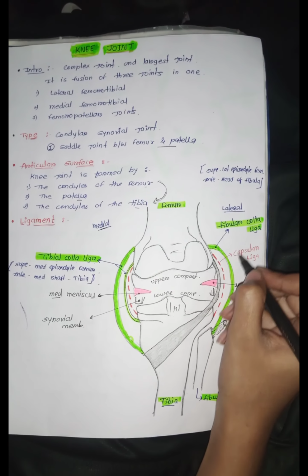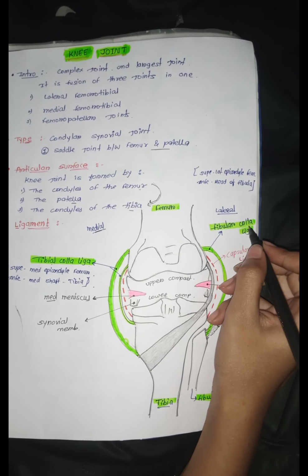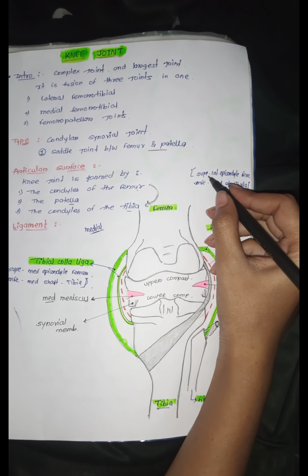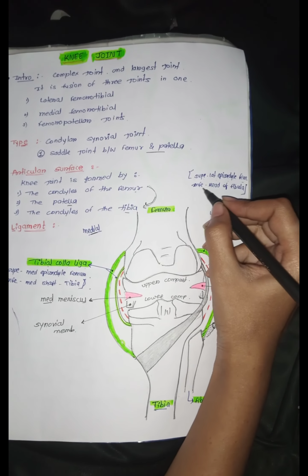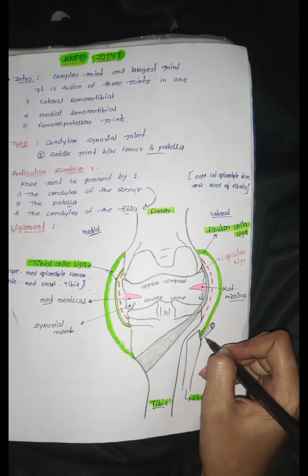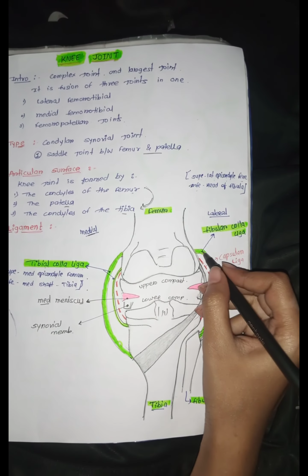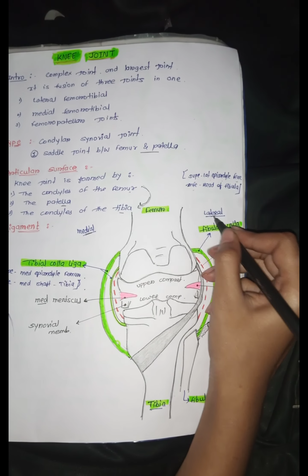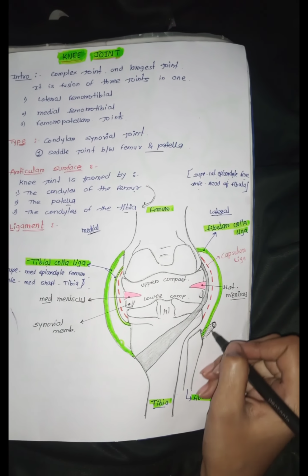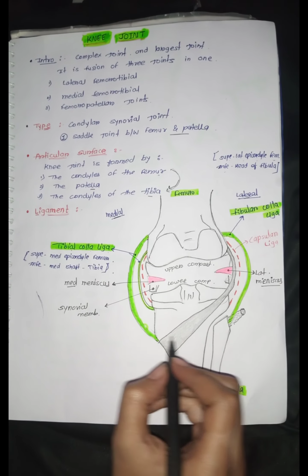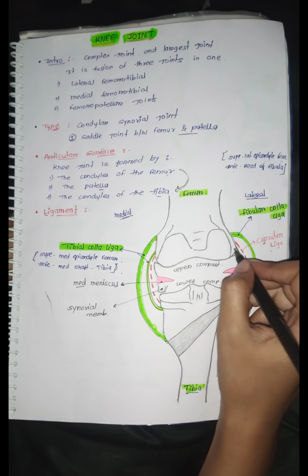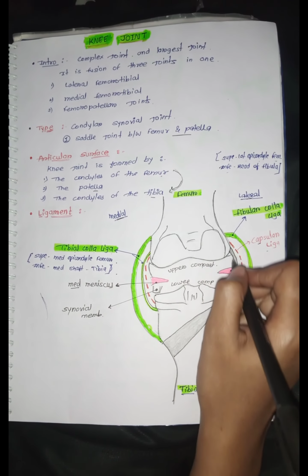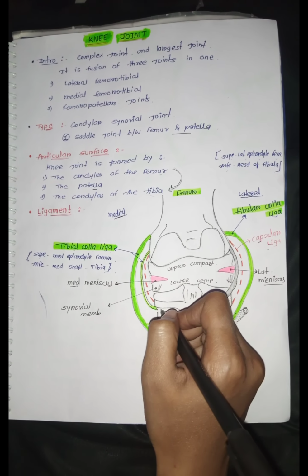Then fibular collateral ligament. It is attached superiorly to the lateral epicondyle of femur and inferiorly to the head of fibula. So it is also called the lateral collateral ligament or fibular collateral ligament. Then capsular ligament. Capsular ligament is attached around the whole knee joint.